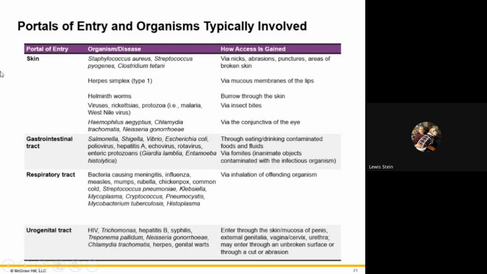So for skin: staph, strep, Clostridium. Strep pyogenes is the strep throat strep. It can be on the skin, it can be respiratory. There are a lot of areas, as you will begin to see. Typical herpes, cold sore. Lots of these things. Insect bites classify as that. GI is generally from contamination in food or fluids, or via fomite, something you come in contact with that has it on there.